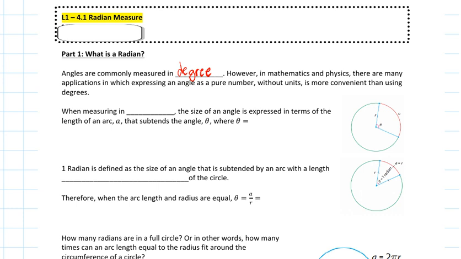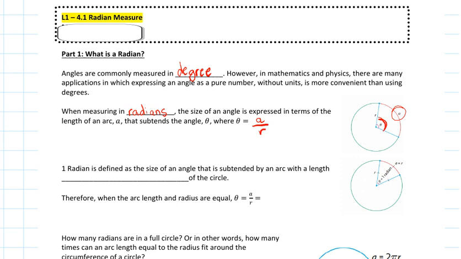This is what we call radians. So when measuring in radians, the size of an angle is expressed in terms of the length of an arc A that subtends the angle theta. So basically, we express this angle theta with respect to the arc that is contained within that angle, where theta is equal to the arc length divided by the radius.